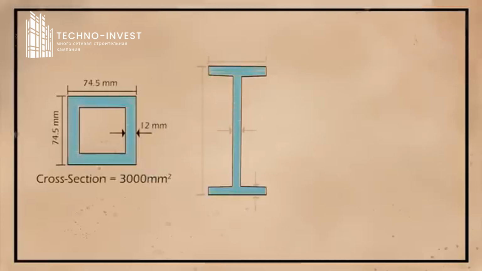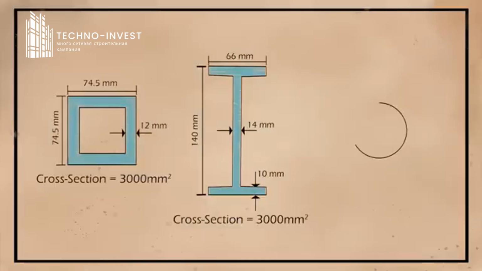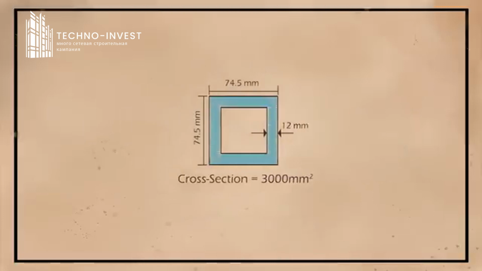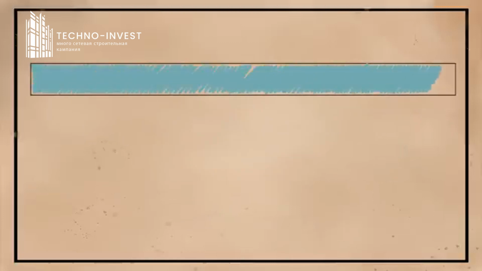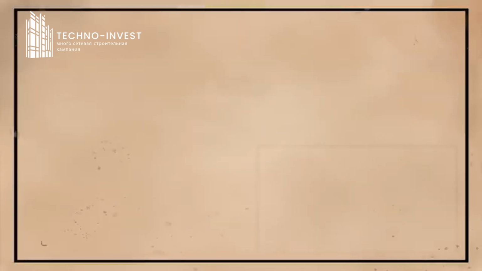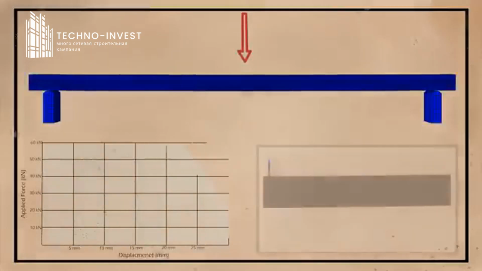To determine why the I is the most common steel shape, let's analyze different types of beams under load and see their behavior. We will compare a hollow square, an I shape, and a solid circle with dimensions as shown. All beams are made out of the same material and with the same cross-sectional area. I prepared a simulation where a simply supported beam is loaded with a single load at midpoint.